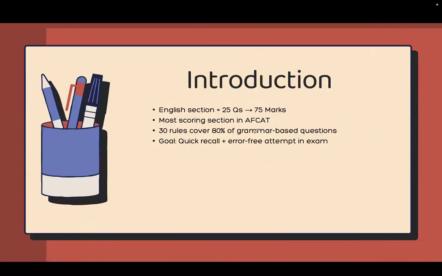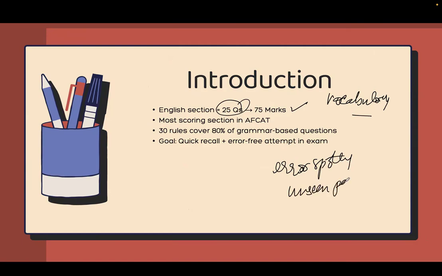The first thing that we need to see here is that the English section in AFCAT has 25 questions of 75 marks. Many candidates struggle here because they focus only on vocabulary. They learn more and more words, do the synonyms, antonyms, while grammar-based questions make up the majority that I've seen. Especially the error spotting, unseen passage, sentence improvement, and fill in the blanks as well.